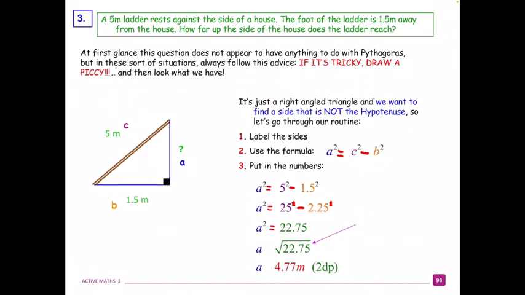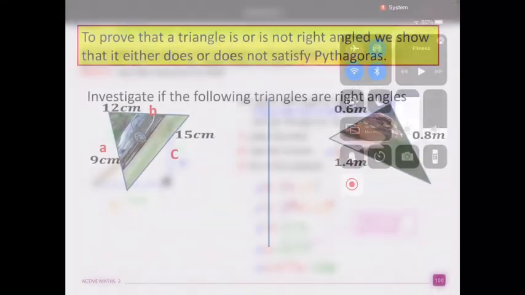This gives us a squared is equal to 22.75. We need to square root both sides to find a. a equals the square root of 22.75, and this gives us a as 4.77. This is correct to 2 decimals.